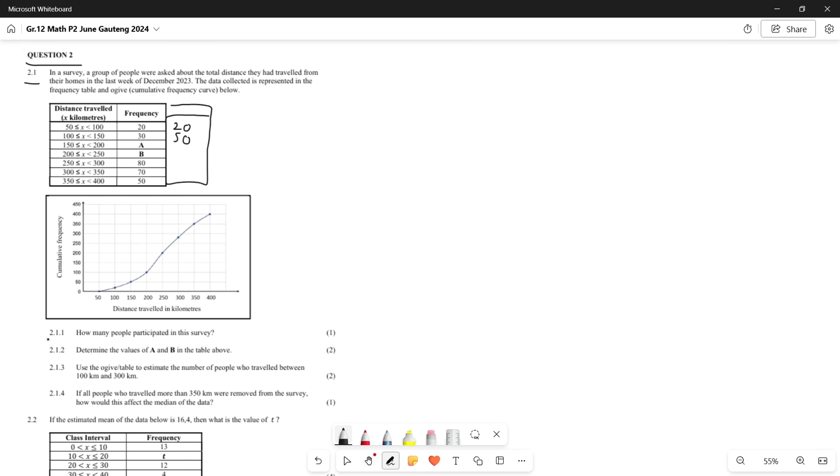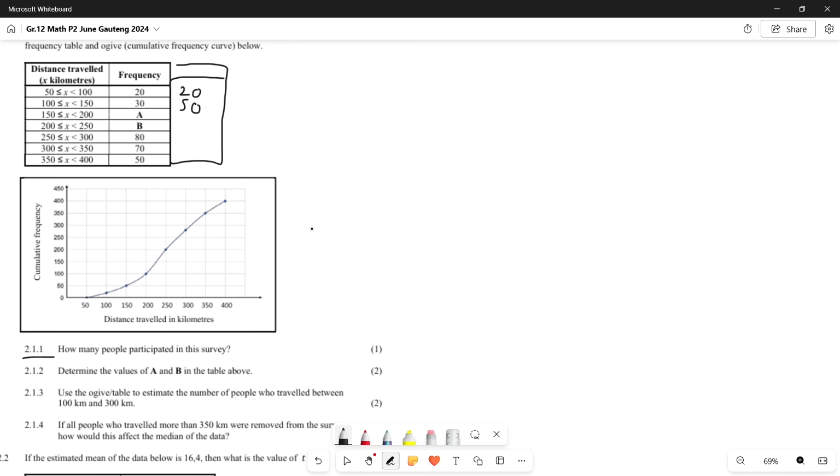Question 2.1.1 says, how many people participated in the survey? What we can do is potentially add all of these up, but right now we're missing the A and the B values, so we don't necessarily know it from this table. But what we can look at is the cumulative frequency. It means the collective frequency. And what we can do is go all the way to the last point over here, where we are seeing that the total value for everyone is sitting at 400. So we can just go ahead and write 400 people and we'll earn our 1 mark over there.